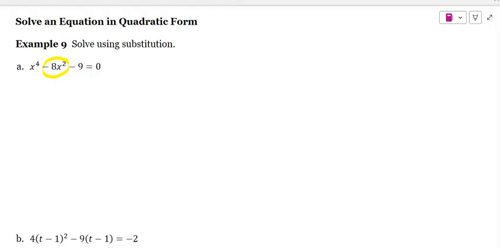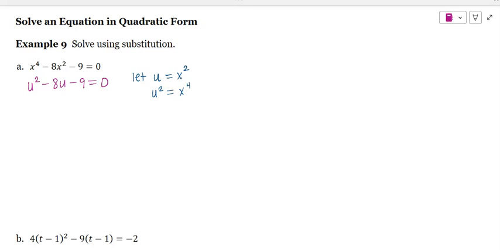I'll use a dummy variable, u, which is a common variable that we use for substitution. I'm going to have u be equal to the variable that's in that middle term, which is x squared. So that means that when I have u squared, that's going to be x to the fourth power. So now I can rewrite this whole thing as u to the second power, again that's x squared, minus 8 times u minus 9 is equal to 0.